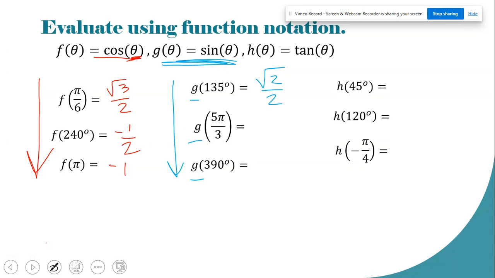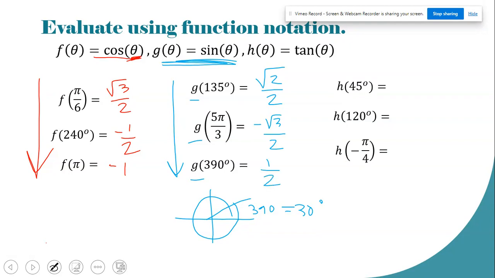5 pi over 3, that's in quadrant 4. The sine, which is the y, remember it goes cosine comma sine, was negative root 3 over 2. And 390, this one's kind of tricky if you think about it. This is 360 plus 30 more, which is 390. That's the same thing as 30 degrees. So cosine comma sine, the y coordinate is positive 1/2.